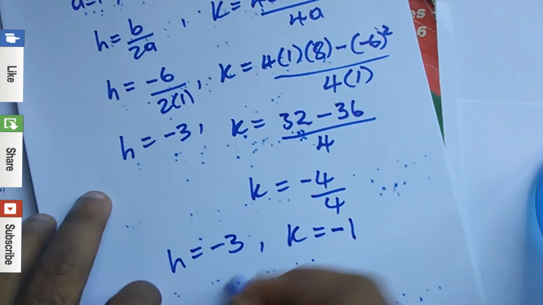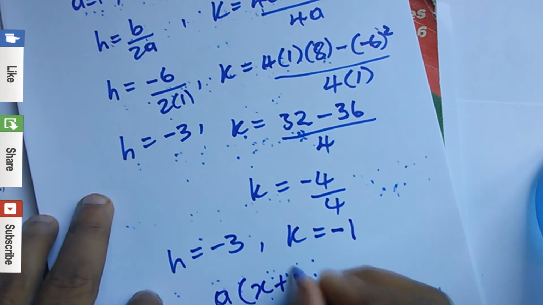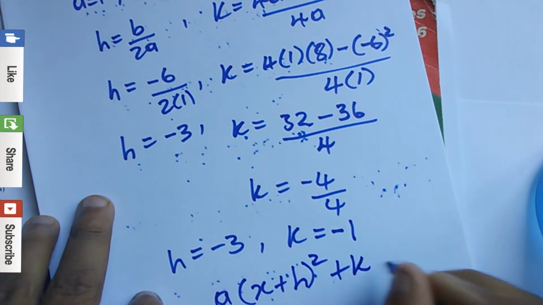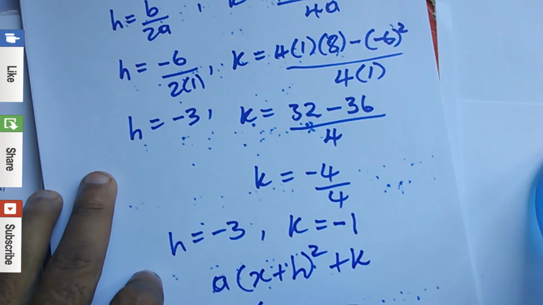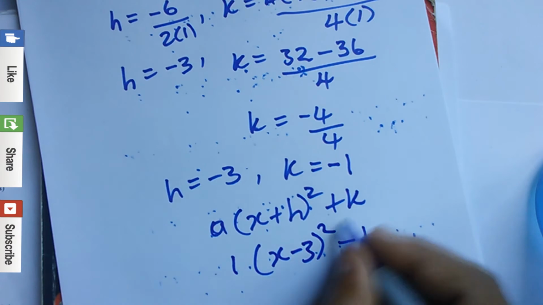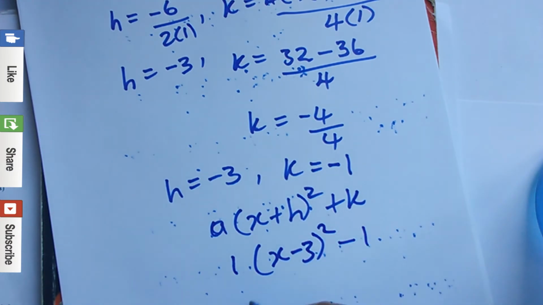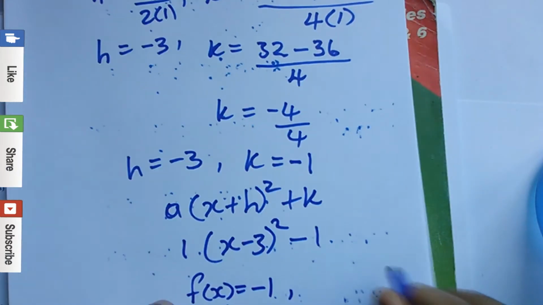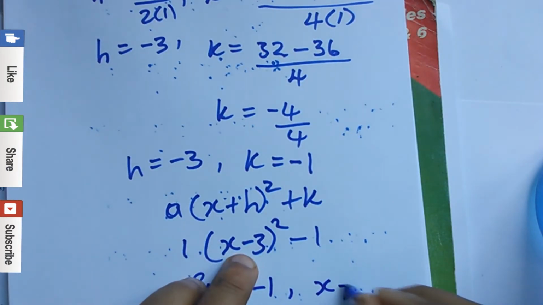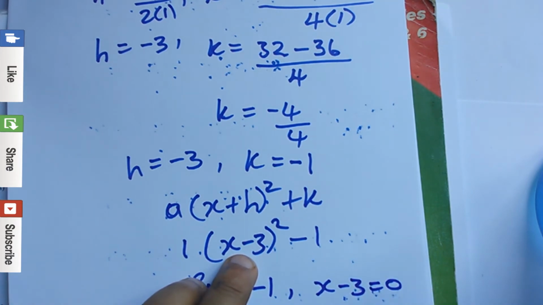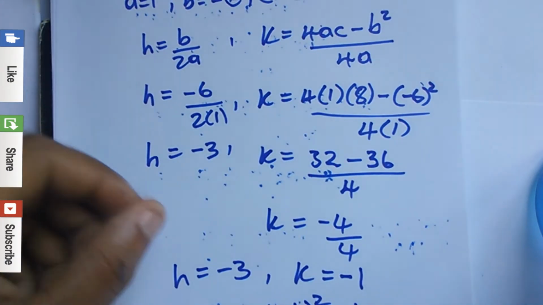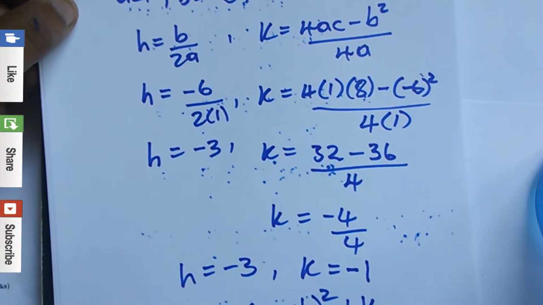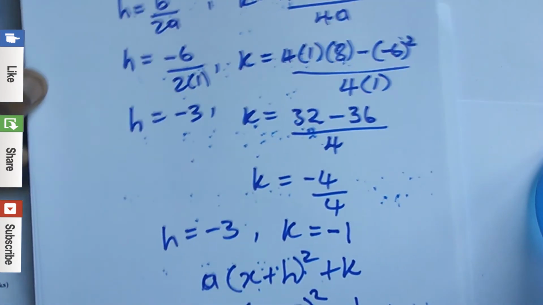So we're supposed to express our answer in the form a bracket x plus h close bracket squared plus k. So we would have 1 for a, x minus 3 close bracket squared minus 1. So remember, for the minimum value, f of x would be equal to negative 1, and to determine the value of x, we would let the inside here equal to 0, so x would be equal to 3.